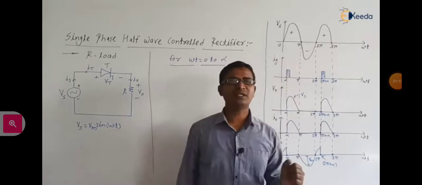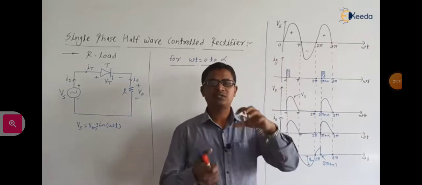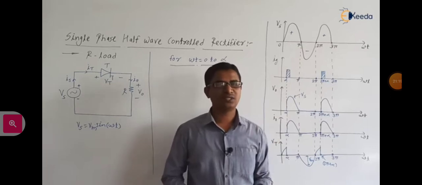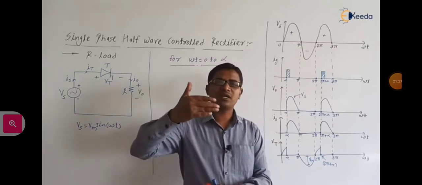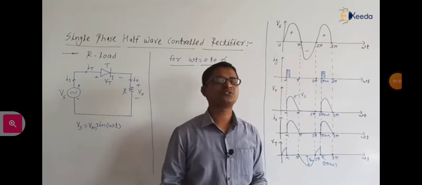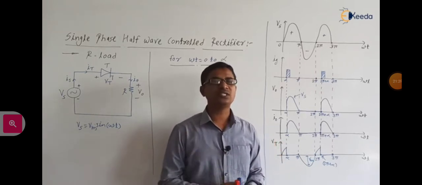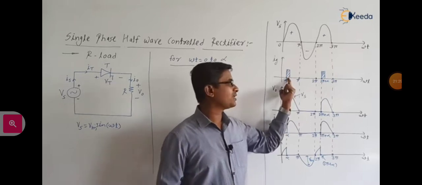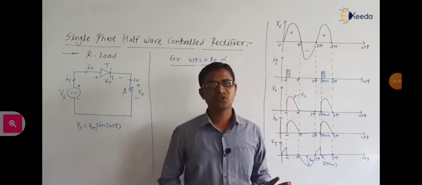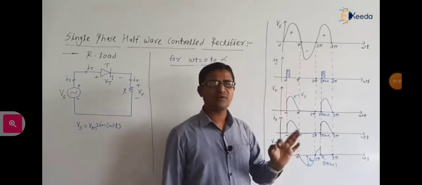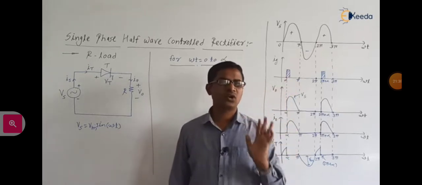When the thyristor is in the forward bias mode, as we know, the thyristor is a 4-layer 3-junction device. The 3 junctions are J1, J2, J3. J1 and J3 are already in the forward bias mode, and J2 is in the reverse bias mode. So in order to reduce the width of the depletion layer across junction J2, we circulate the gate current at omega t equal to alpha. So at omega t equal to alpha, our thyristor will turn on definitely.